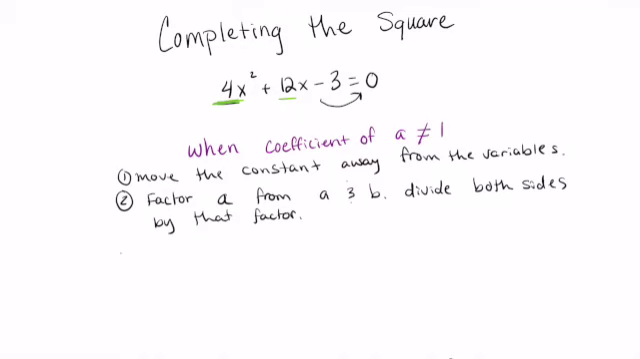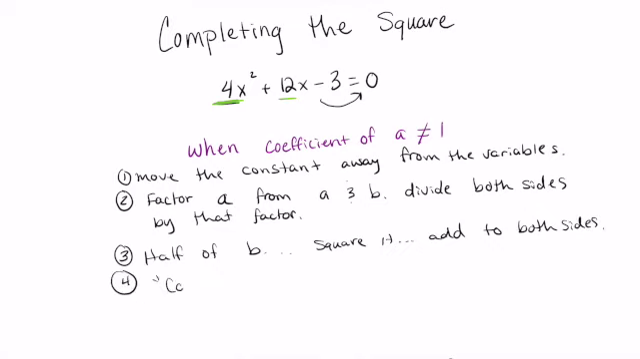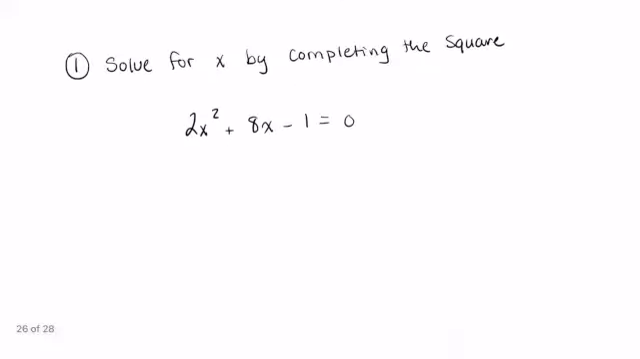Once I've done that, everything is the same as it was before. I'm going to take half of b, 1/2 of b. I'm going to square it. And then I'm going to add it to both sides. Once I've done that, I'm going to complete the square, the same that we did when the coefficient was equal to 1. So with all of these steps in mind, let's go ahead and look at our two examples.